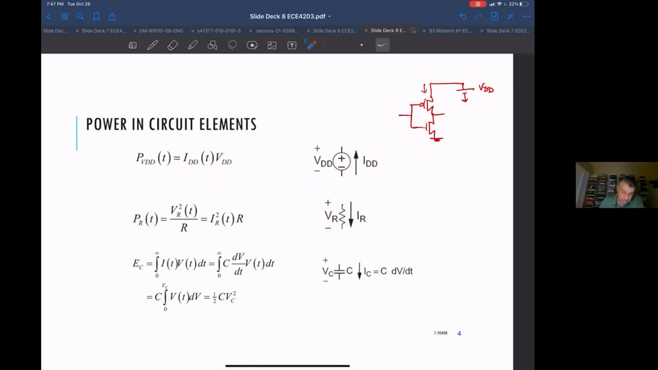Now, this is just a definition: power on a resistor is just V squared over R. This is just from our basic circuits, or you can think of it as I squared R, depending on how you look at it.